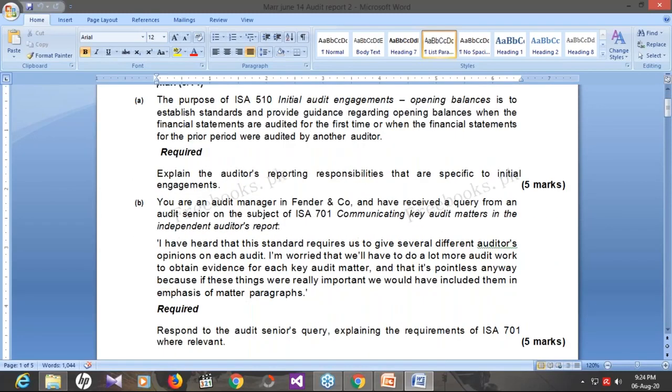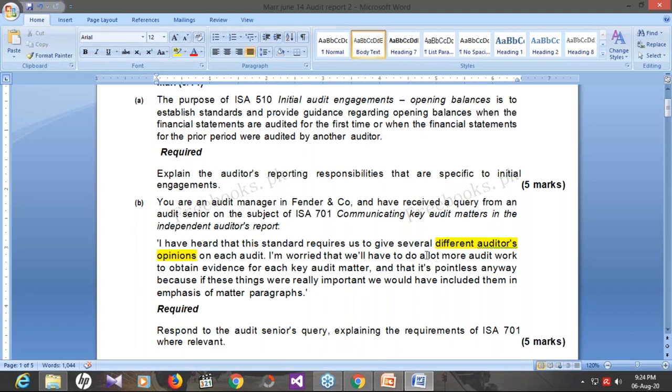So in requirement B, there is a question on CAM, ISA 701. There is a senior's note that is provided, and the senior doesn't understand why we need CAM. What he's saying is that several different opinions on each audit. That's what he's thinking.